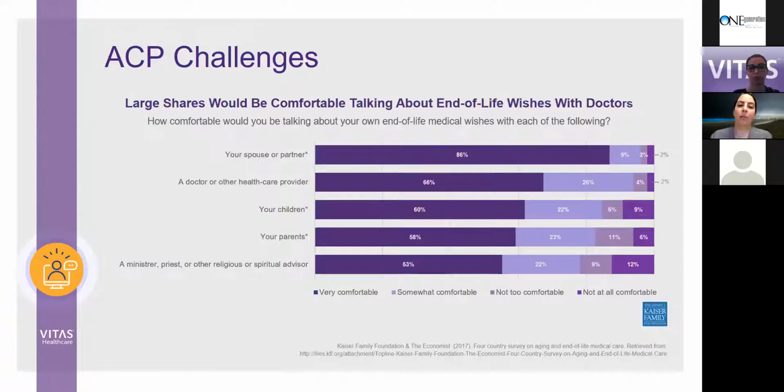So this study was reviewing a question about how comfortable you would be talking about your own end-of-life medical wishes with each of the following. As you can see here, the dark purple shows very comfortable. There's actually a significant number who felt very comfortable sharing these end-of-life medical wishes with their spouse or partner, with a doctor or other healthcare provider, with their children, with their parents, and with a spiritual advisor. So if everyone feels so comfortable, why is it not happening?